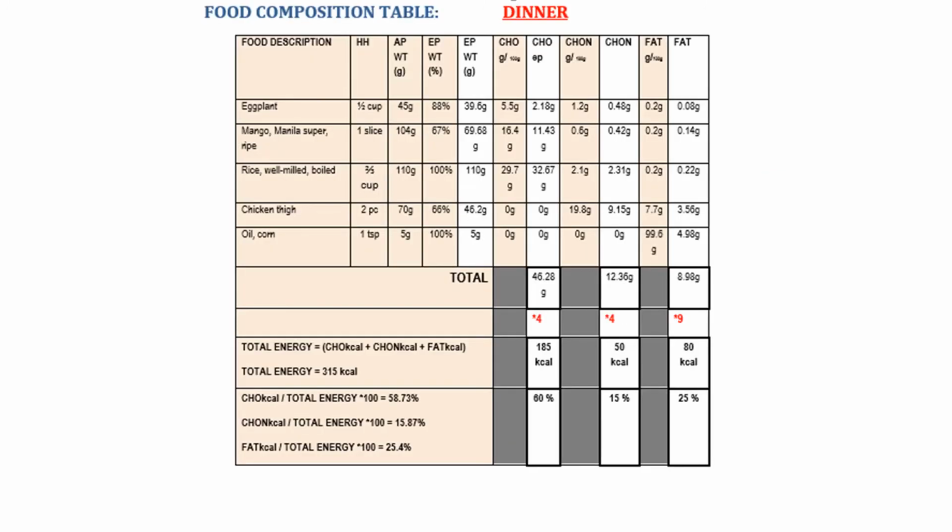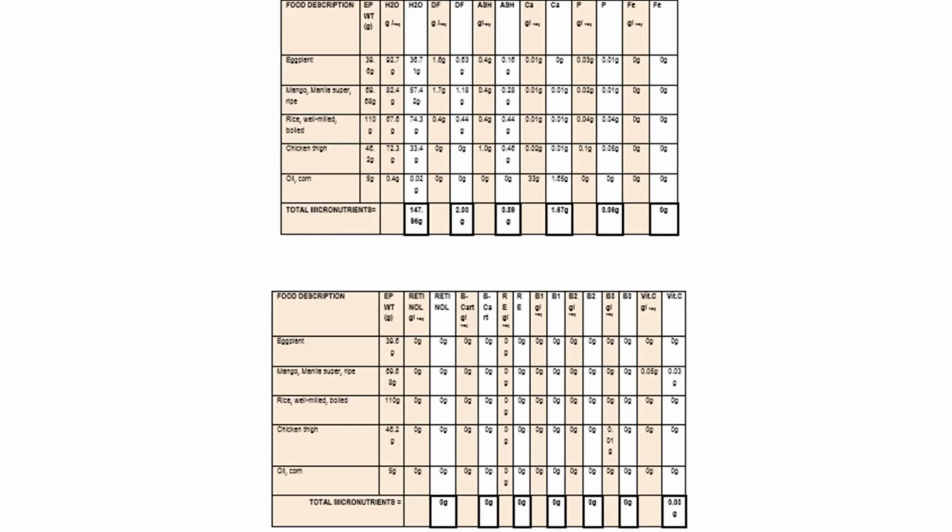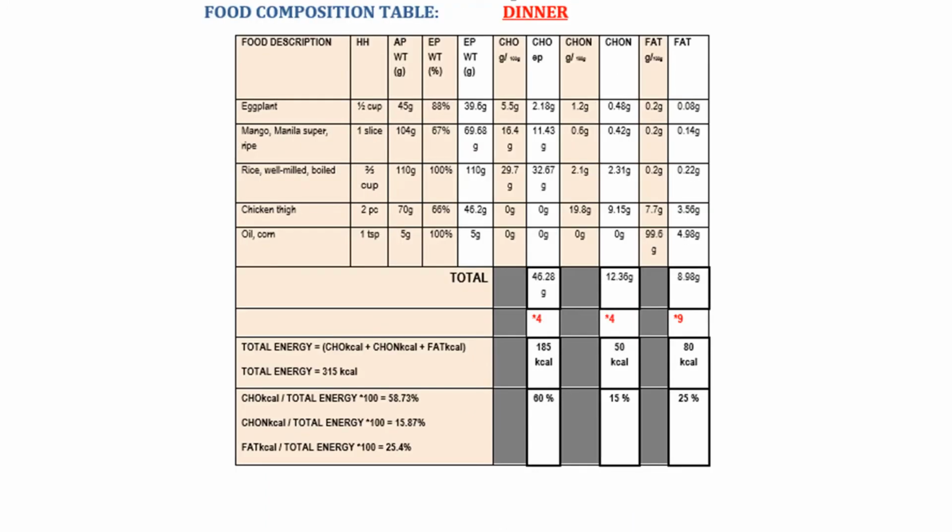In the food composition table, the values for macronutrients and micronutrients are based on the Philippine food composition table. We calculate the respective values for each food item by their EP weight and get the total for CHO, CHON, and fat. We then multiply these values by their calorie value, which is 4 for carbohydrate, 4 for protein, and 9 for fat. We then get their percentages by adding the values together and dividing the individual total value with the sum and multiplying it by 100.